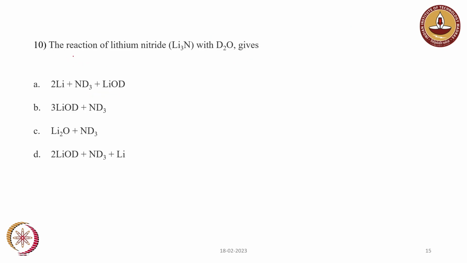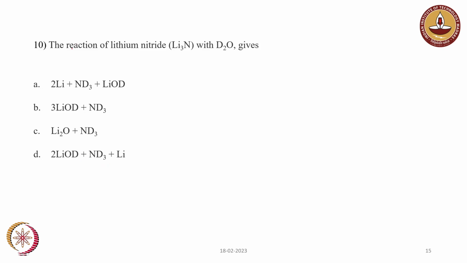The next question is: the reaction of lithium nitride, that is Li3N, with D2O gives. Option A is 2 lithium plus ND3 plus LiOD. B is 3 LiOD plus ND3. C is Li2O plus ND3. And D is 2 LiOD plus ND3 plus Li.